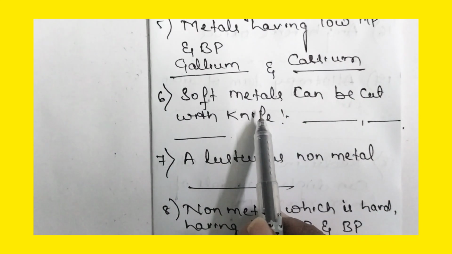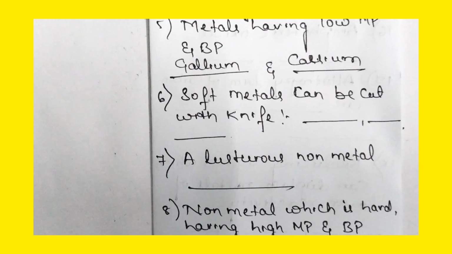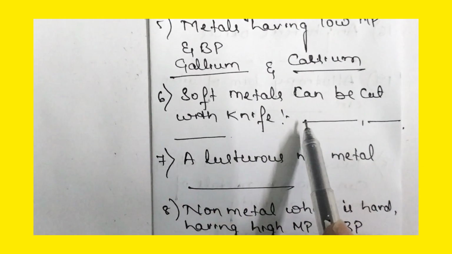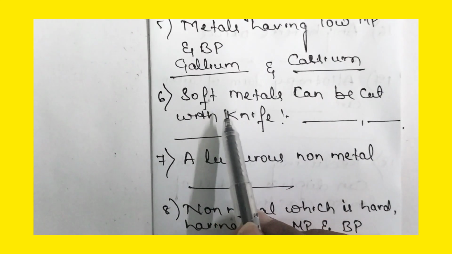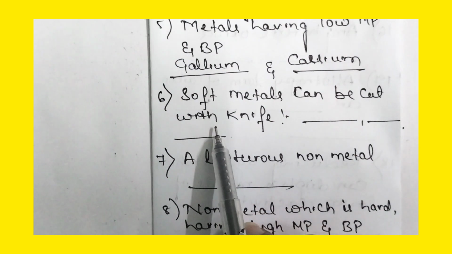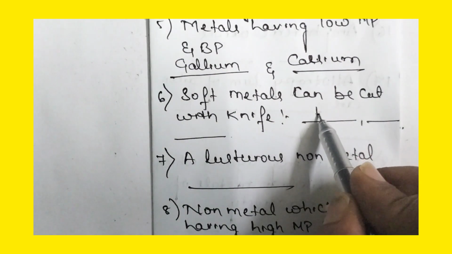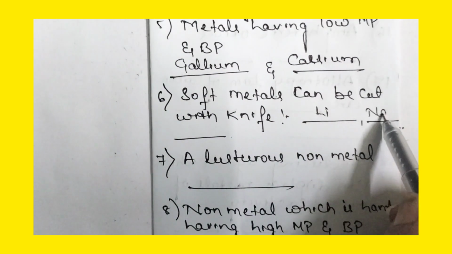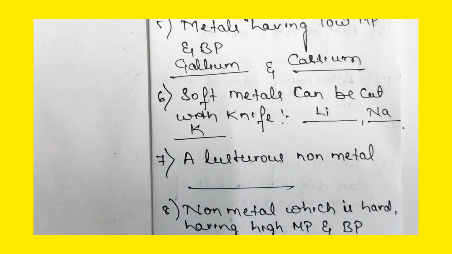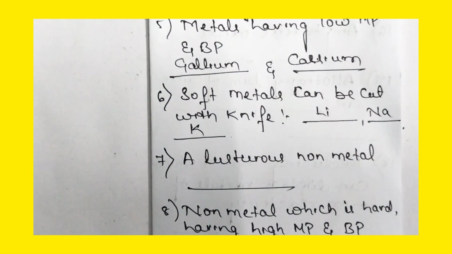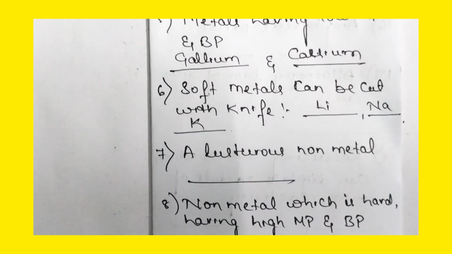Then coming to the sixth one, soft metals that can be cut with a knife. So which are the soft metals? Usually we know that the metals are hard, but some of the metals are soft and those metals can be cut with a knife. They are lithium, sodium, potassium. So lithium, sodium and potassium are the metals that can be cut with a knife.